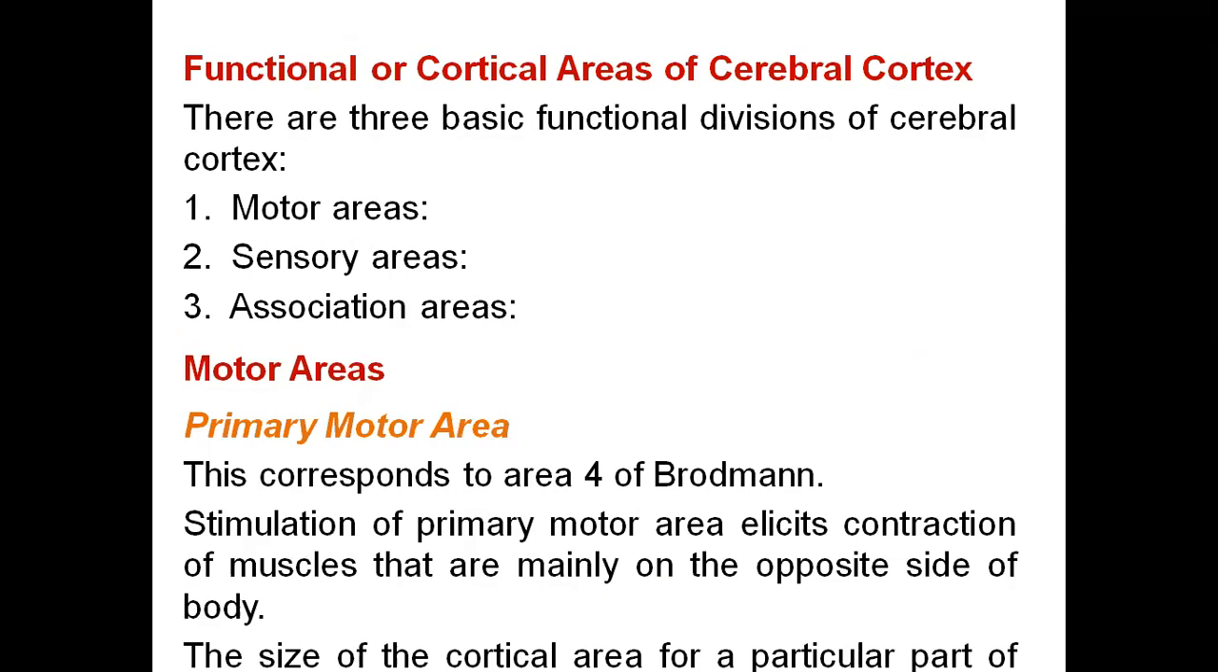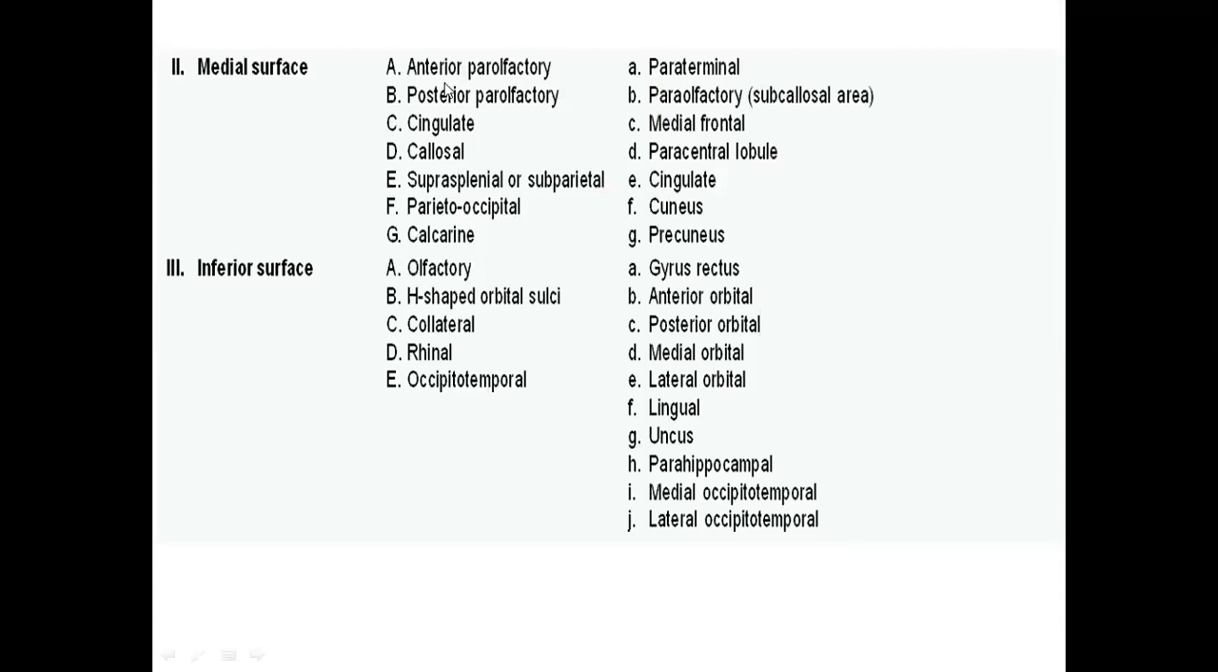Now let us go to the table we have been seeing, which will make our learning easy. So keep that picture in mind, and on the medial side we have anterior para-olfactory, posterior para-olfactory. These are all sulci and these are the gyri. You can see sulcus and gyrus on the medial side. We have cingulate sulcus, callosal sulcus, suprasplenial or subparietal sulcus, parieto-occipital and calcarine sulcus. Related to that, we have paraterminal gyrus, para-olfactory gyrus, cingulate is related to medial frontal. Then we have paracentral lobule, cingulate gyrus, and cuneus and precuneus. Everything I have shown you.